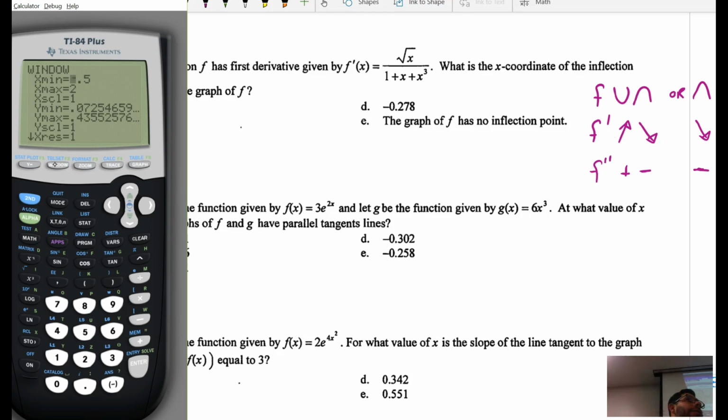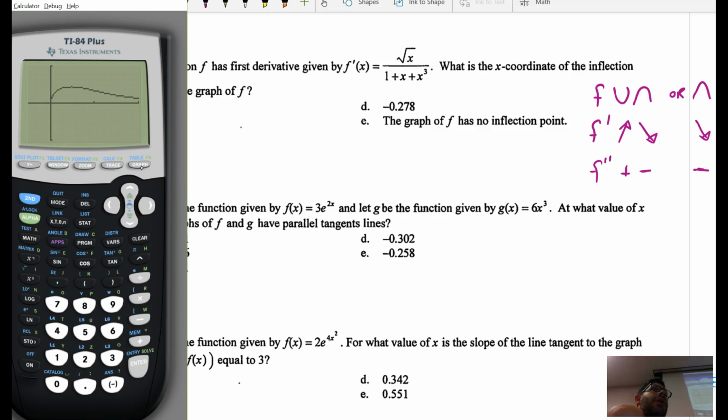So like they say, from 0.07 to 0.4. If we don't like that, then let's say negative 1 to 1. At least that way we get to see the x-axis. But at least that gave us a starting point for what to look at. Okay, so we're looking for increasing to decreasing or decreasing to increasing. Do we have that happening here?